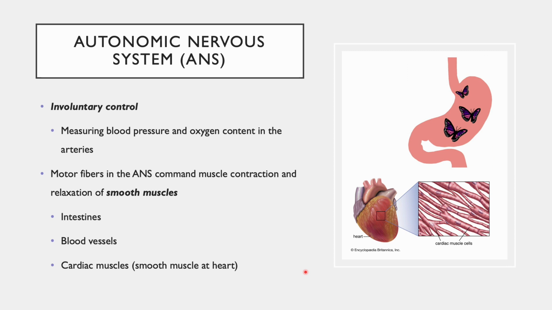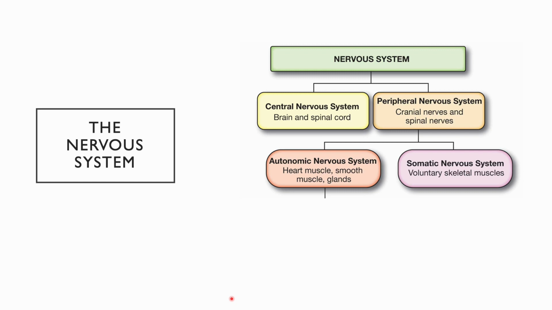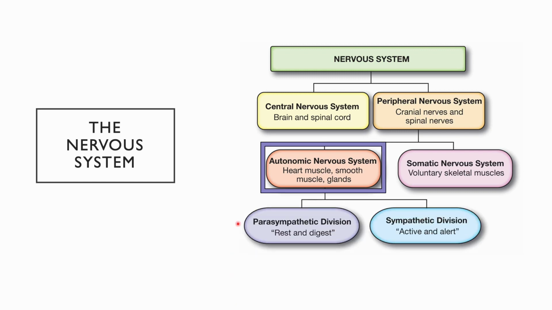This nervous system is also sometimes called the visceral nervous system, but for the context of this class, we're going to call it the autonomic nervous system. The autonomic nervous system is further broken down into two separate parts, known as the parasympathetic nervous system and the sympathetic nervous system.